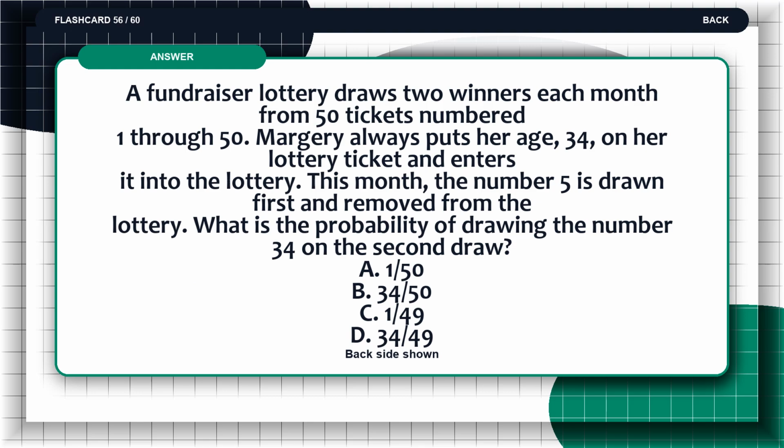The answer is: a fundraiser lottery draws 2 winners each month from 50 tickets numbered 1 through 50. Marjorie always puts her age, 34, on her lottery ticket and enters it into the lottery. This month, the number 5 is drawn first and removed from the lottery. What is the probability of drawing the number 34 on the second draw? A) 1/50, B) 34/50, C) 1/49, D) 34/49.